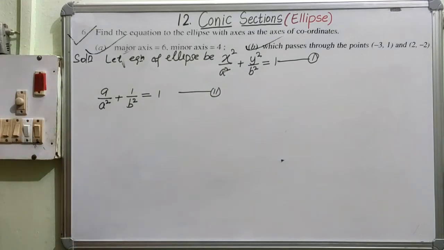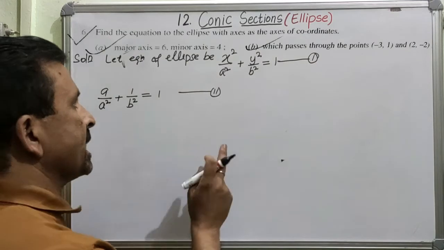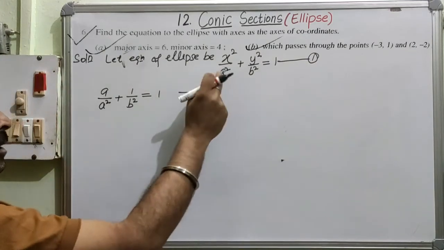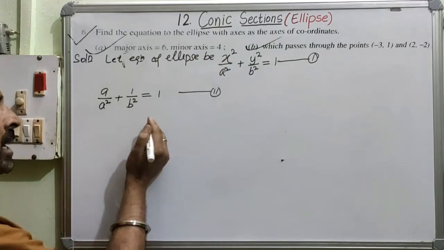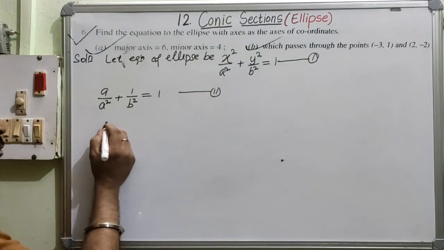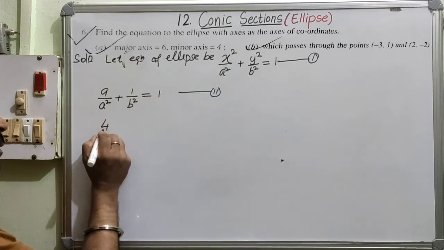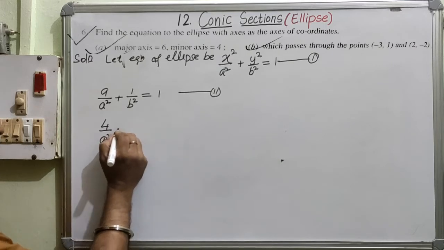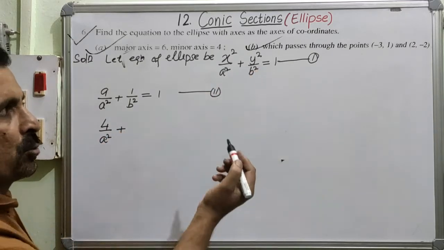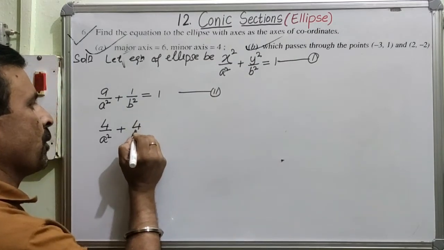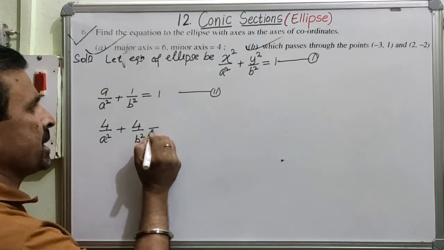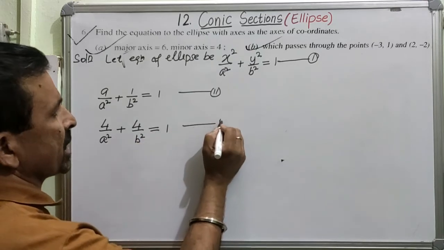Now this ellipse is also passing through another point whose coordinate is (2, -2). That point also will satisfy this equation. So for x we take 2; when you square it, you get 4 over a square. Hope you are able to understand. And then the y value is minus 2. When we square that, it also gives a positive value, so this becomes 4 over b square, and this is equal to 1. This is our equation number 3.